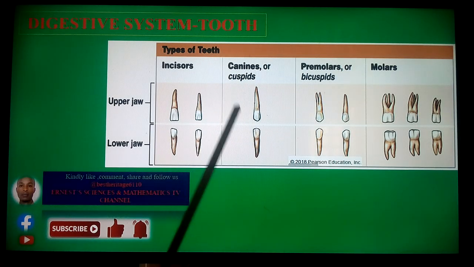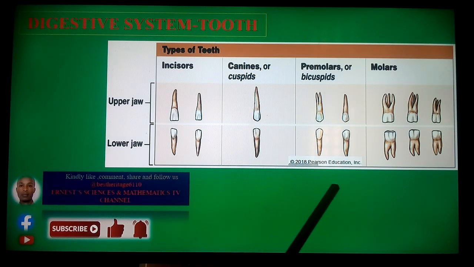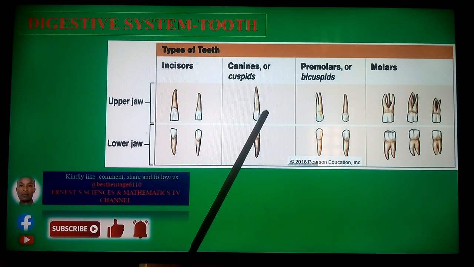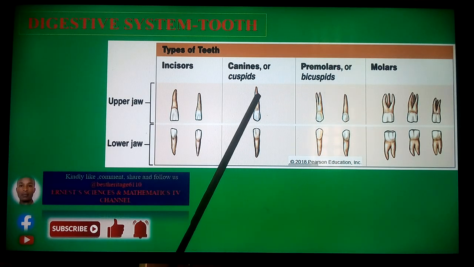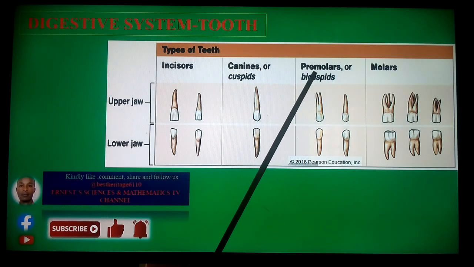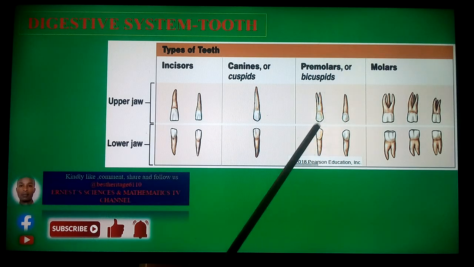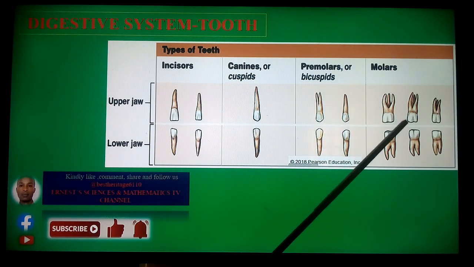In some animals like the carnivores, there's a specific adaptation for these types of teeth, and they play a vital role especially in holding on to prey and cutting down the tough tissues which are part of the prey. And next, we're going to look at the premolars. These are the teeth which are involved in cutting and crushing of the food. And then lastly, we have the molars.